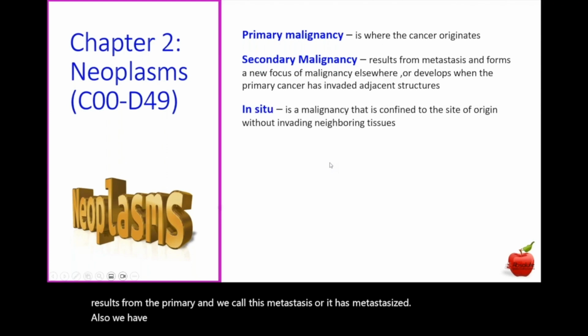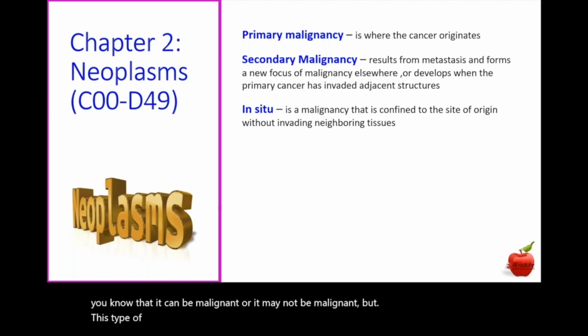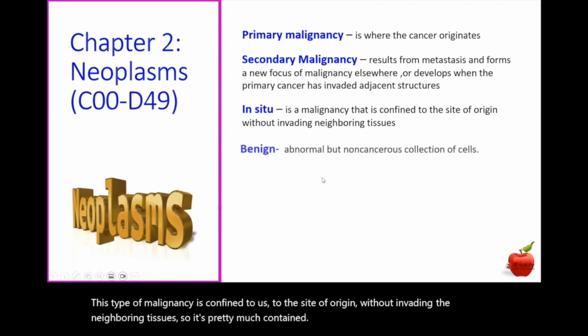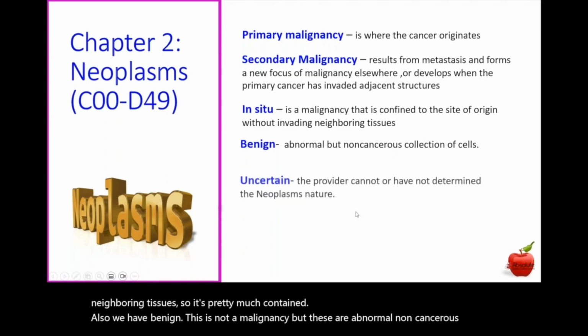Also, we have in situ. This is a form of malignancy, but it's not always malignant. Just to let you know, it can be malignant or it may not be, but this type of malignancy is confined to the site of origin without invading the neighboring tissue, so it's pretty much contained. Also, we have benign. This is not a malignancy, but these are abnormal, non-cancerous cells.